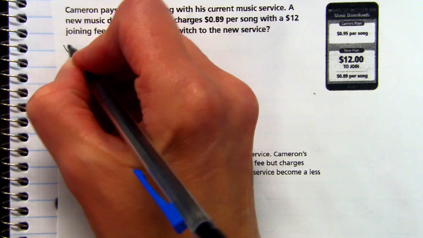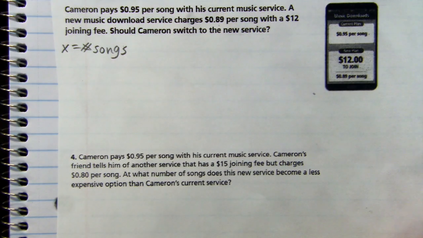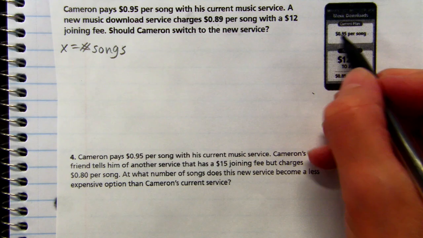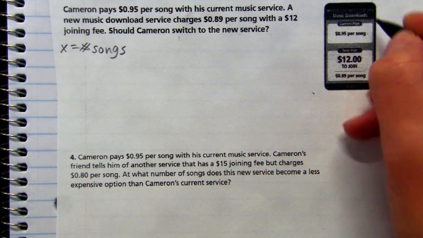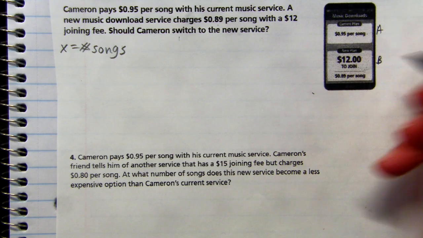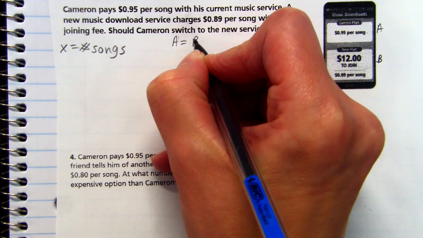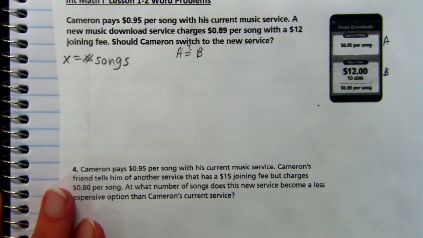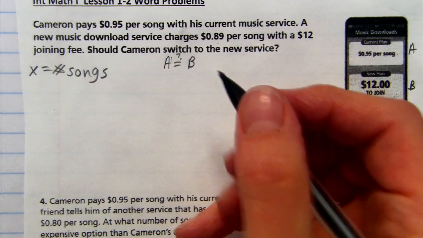So what we're going to do is make X the number of songs that they're downloading. And so we're going to call this plan A and plan B, just because I want to label them. So we're going to see where plan A and plan B are equal, because that'll be the point at which one of them will be better than the other.